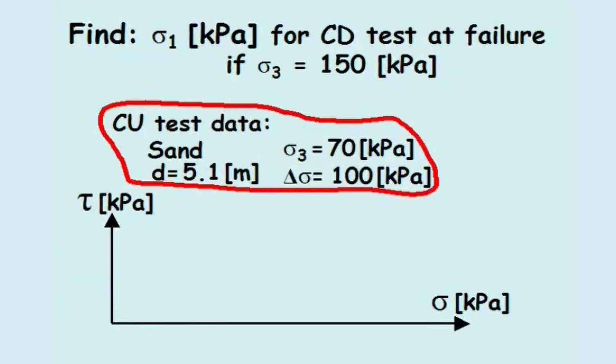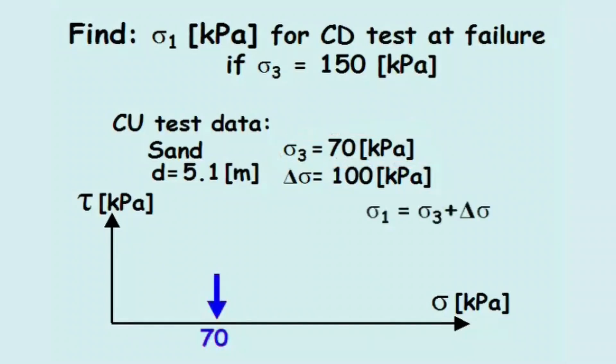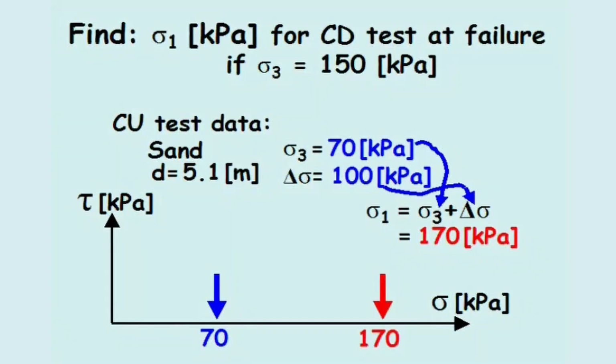We begin by plotting the confining stress at failure from the undrained test, 70 kilopascals. Next, we compute the axial stress at failure to be the confining stress plus the deviator stress to get 170 kilopascals, and the point is added to the graph. A semicircle is drawn between these two stress values.